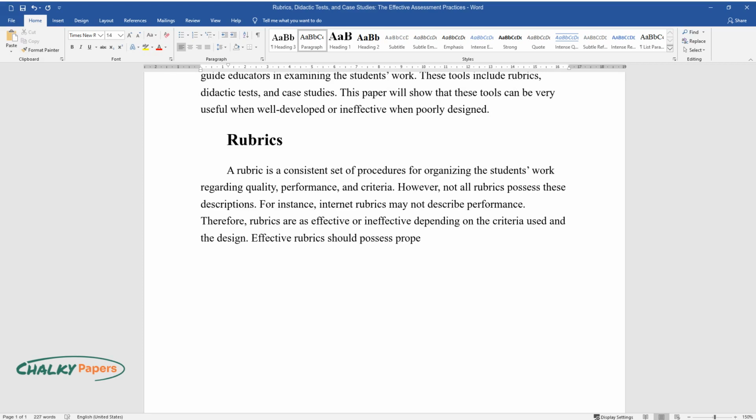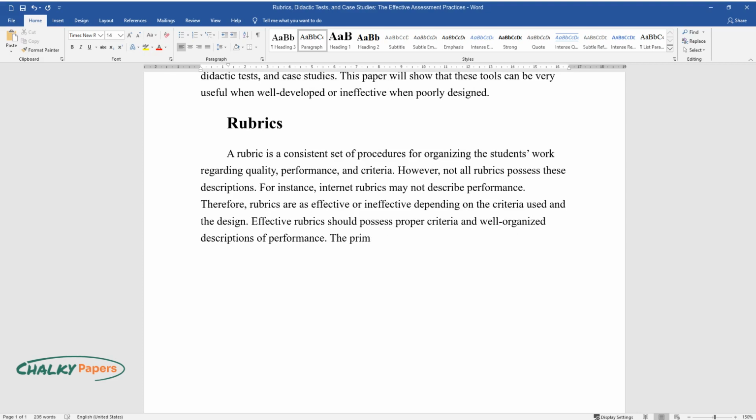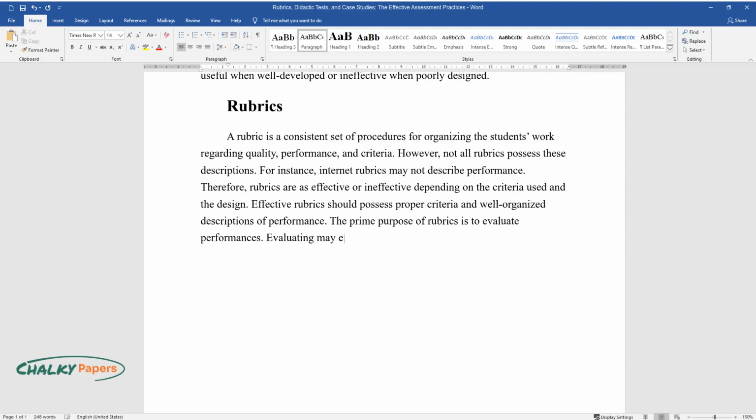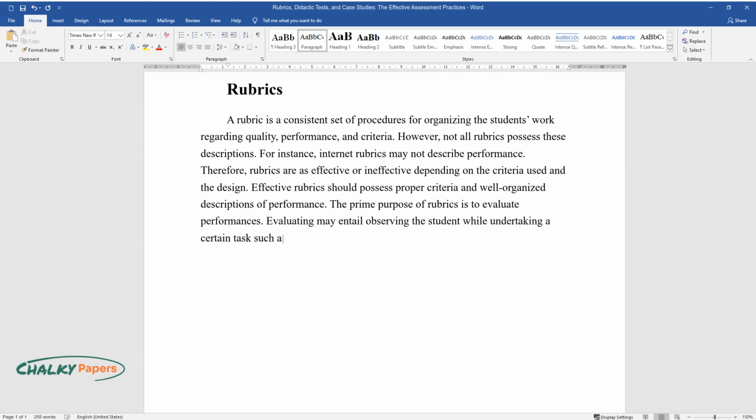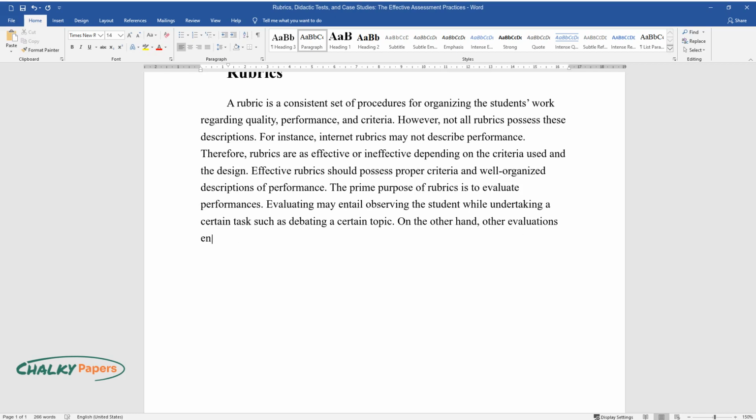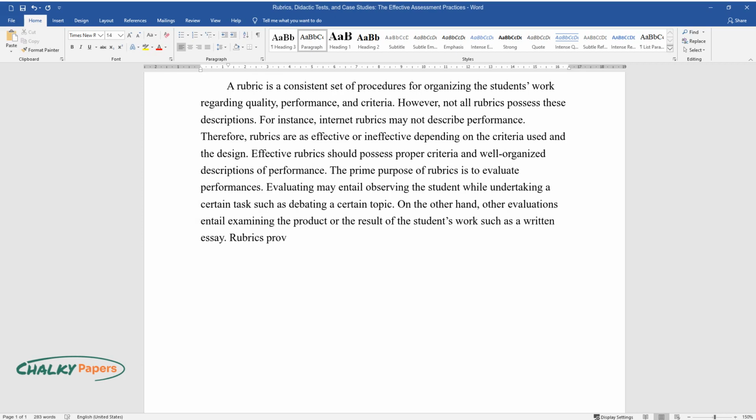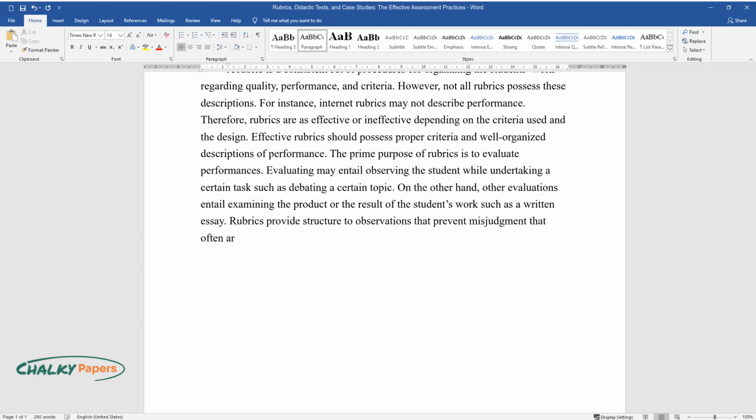Effective rubrics should possess proper criteria and well-organized descriptions of performance. The prime purpose of rubrics is to evaluate performances. Evaluating may entail observing the student while undertaking a certain task, such as debating a certain topic. On the other hand, other evaluations entail examining the product or the result of the student's work, such as a written essay. Rubrics provide structure to observations that prevent misjudgment that often arises in classroom assessment situations.